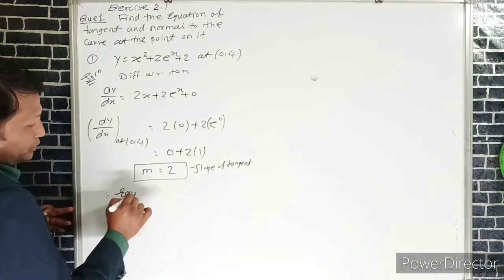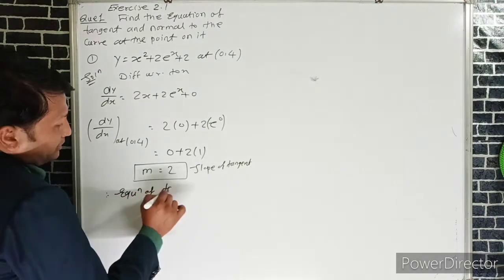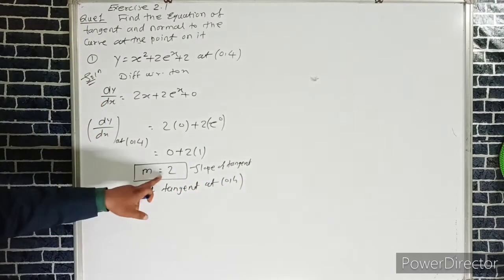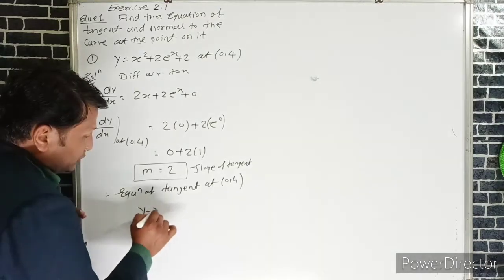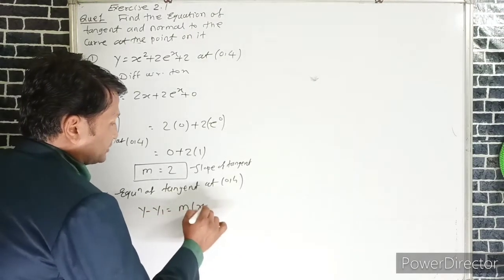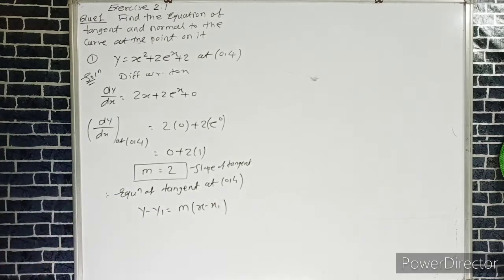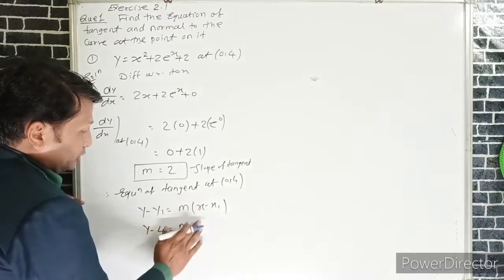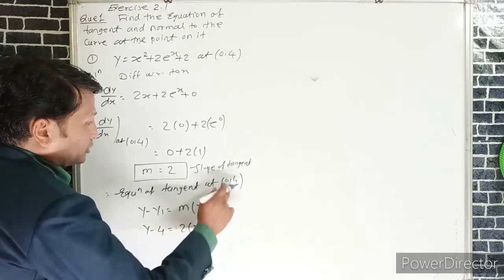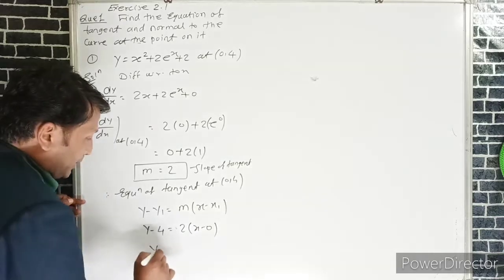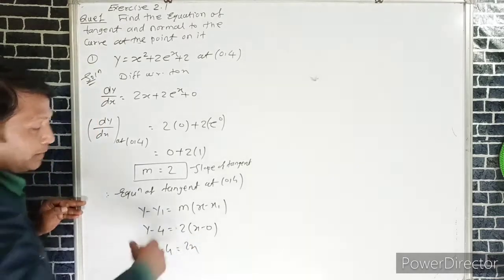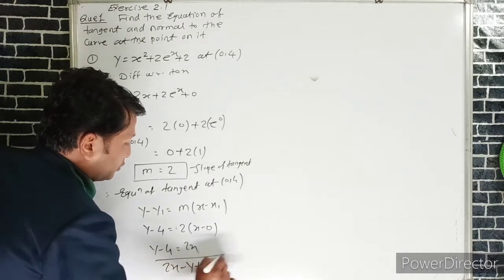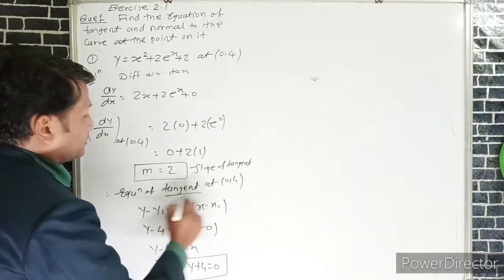Therefore, by using slope of tangent, we can find equation of tangent at (0, 4). When slope m is equals to 2, y minus y1 is equals to m in bracket x minus x1. Here the value of y1 is 4, m is 2, into x minus the value of x1 which is 0. y minus 4 is equals to 2x. If we shift this y minus 4 to the right side, we can write 2x minus y plus 4 is equals to 0, which is the required equation of tangent.